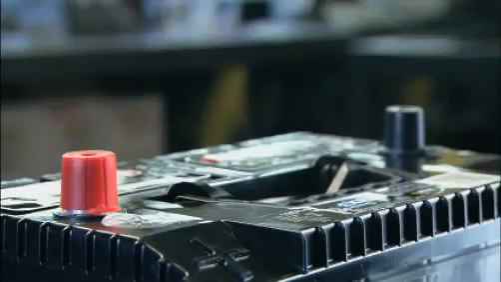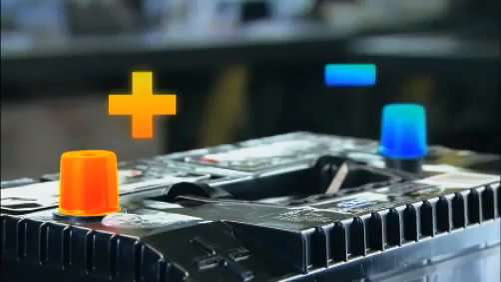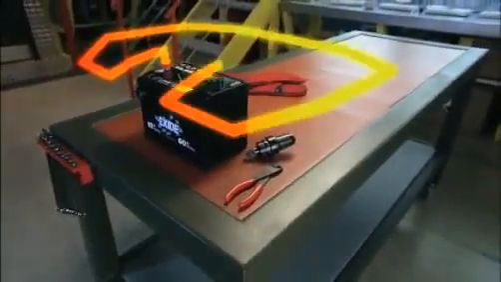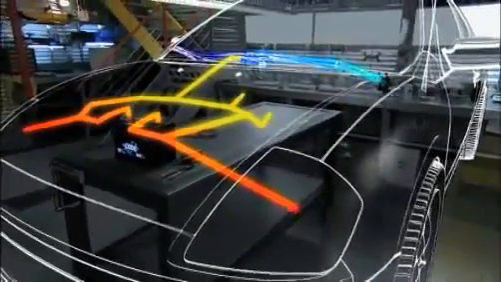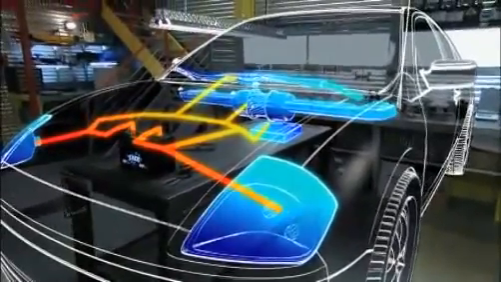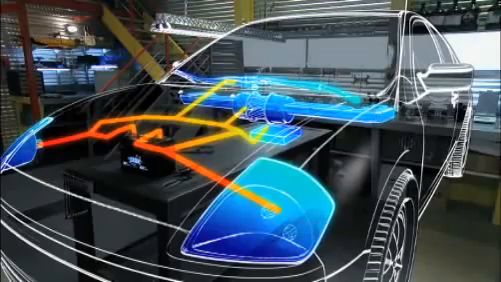A car battery has a positive and a negative terminal. They're connected to the car and send a flow of electrons to power the wipers, headlights, radio, air conditioning, and most importantly, the engine starter.